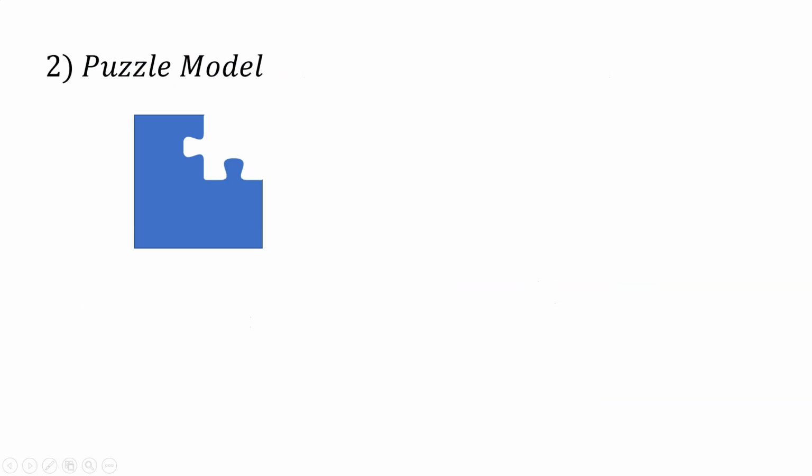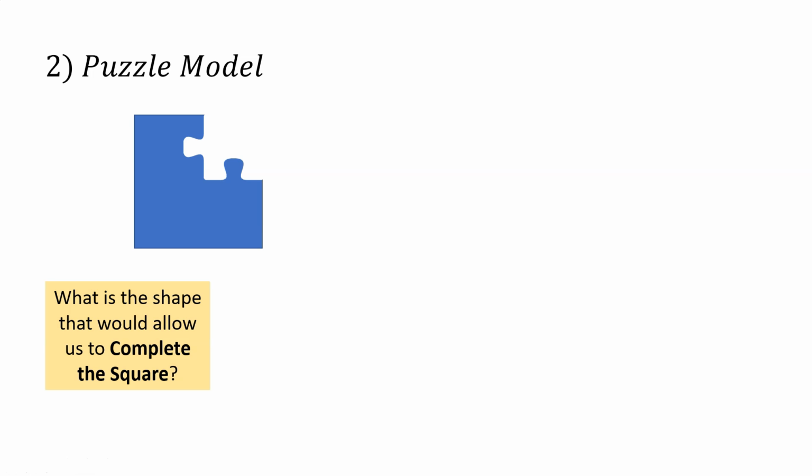For the puzzle model, imagine a puzzle missing one of its pieces. By looking at the whole, could you determine the shape that would complete the square? There is a geometric interpretation of completing the square, where the process is literally determining how much area you would need to add in order to draw the shape as a square.